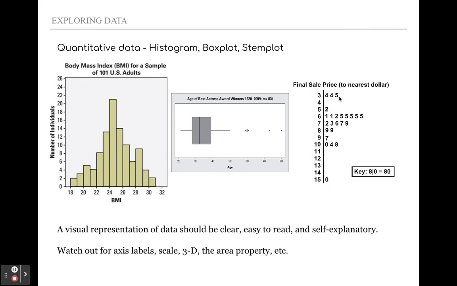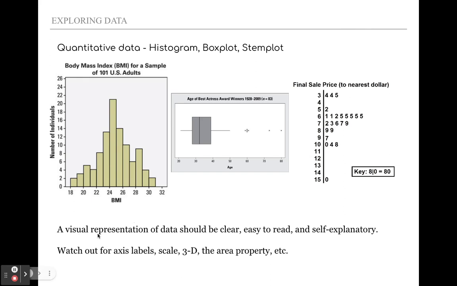But the great thing about a stem plot, that's not true of a box plot, or really a histogram, is this preserves the original data values. So you can see every single number that was in the original sample. So 34, 34, 35, 52, 61, 61. You can use this stem plot to reconstruct the original data. It preserves the original values.